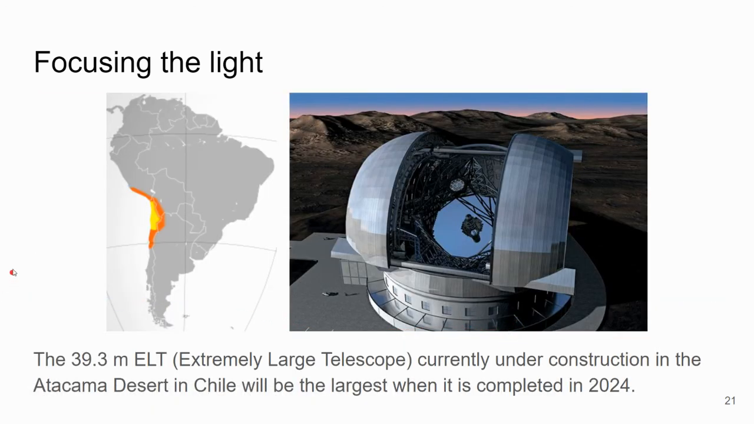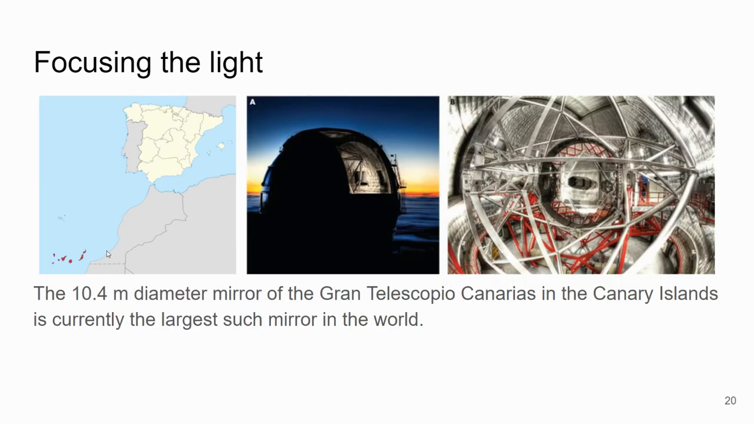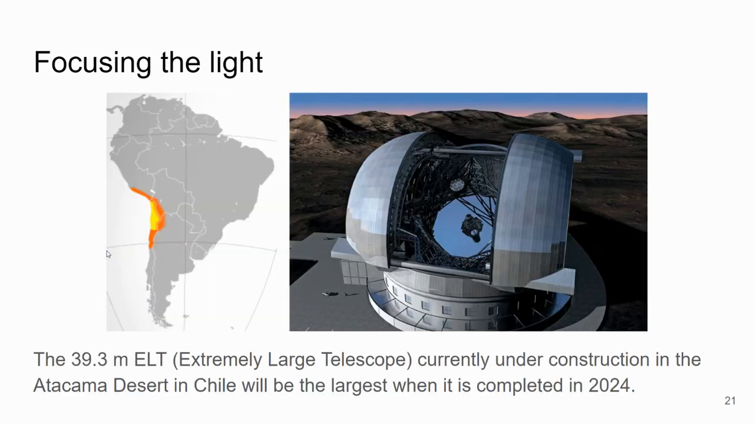But they're building a bigger one. In the Atacama Desert in Chile down here, they're building the ELT, the Extremely Large Telescope, or the EELT, the European Extremely Large Telescope. So the biggest one we have now, 10.4 meter diameter. The one they're building, and hopefully we'll see its first light in 2024. They're building it down there in Chile, 39.3 meters. So that's a big jump.